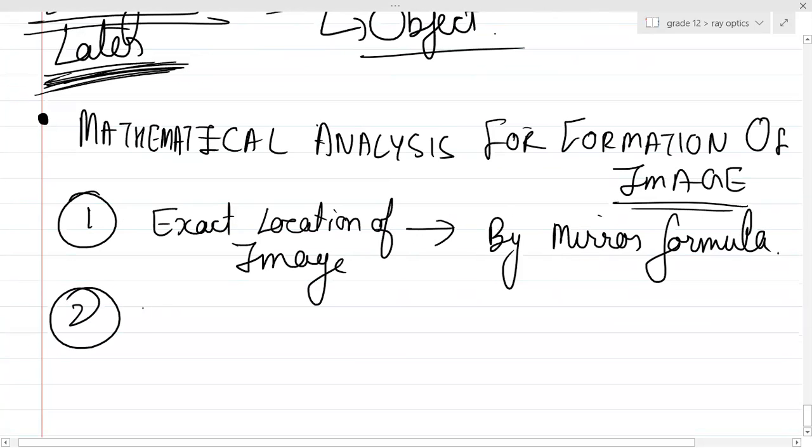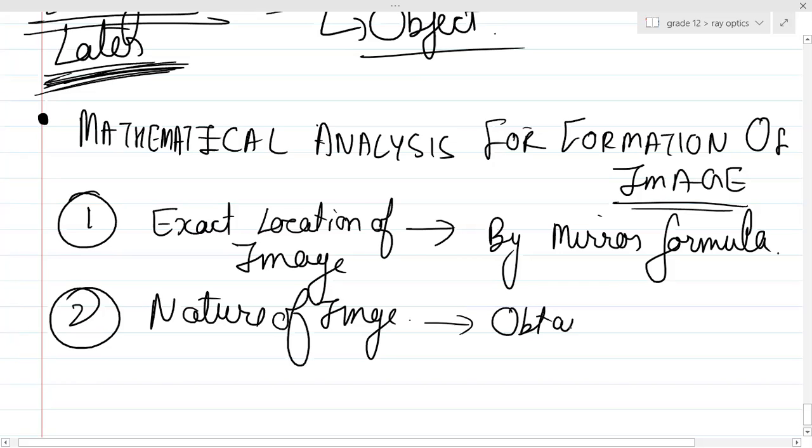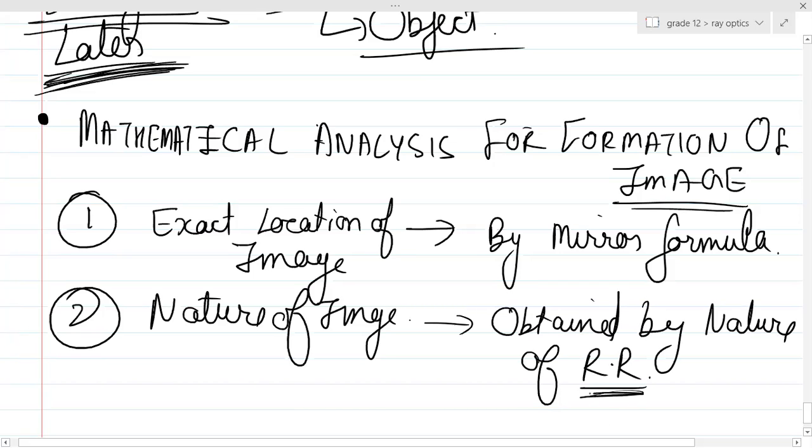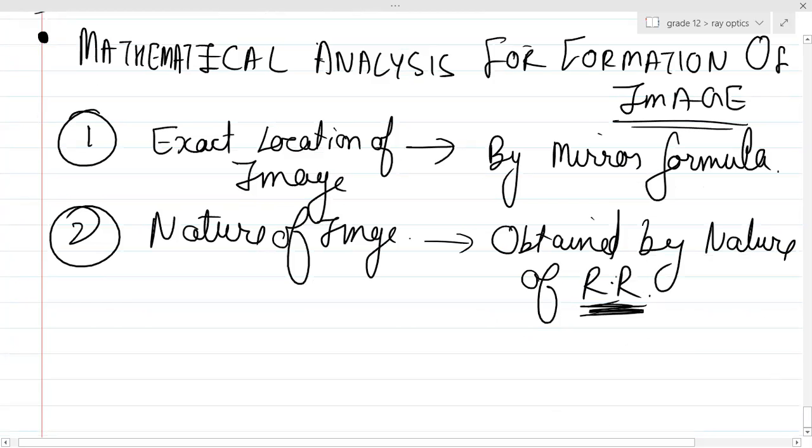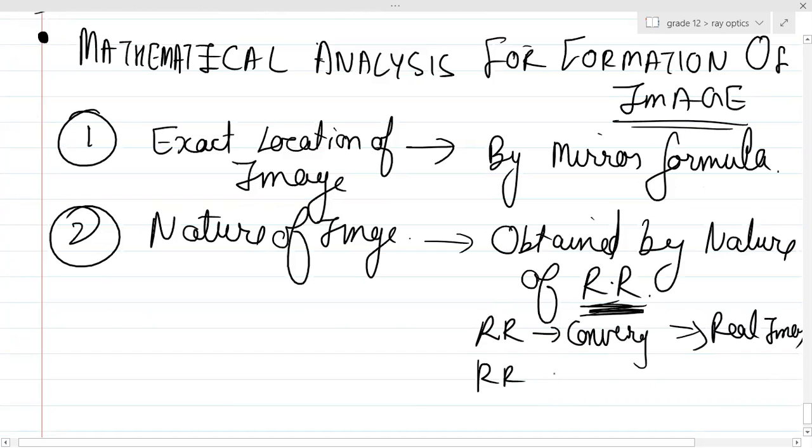Yes or no? The second is basically using the nature of image. The nature of image can be obtained by the nature of reflected rays. Always remember, the nature of image can be obtained by the nature of reflected rays. If reflected rays are converging, that implies real image. Yes or no? And if reflected rays are diverging, then we have virtual image.